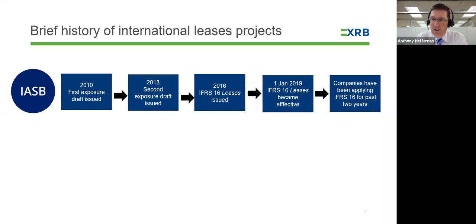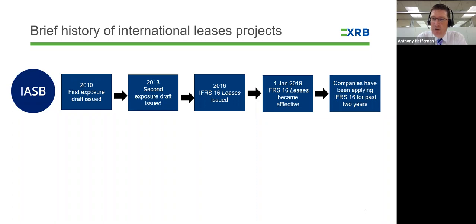And for anyone working in the IFRS space, looking after a company, you'll know that changes to lease accounting have already come in, been issued, finalized, and companies are adopting those changes now and have been doing so for the last 2 years. So to introduce these changes to lease accounting, the ISB, it took them a couple of goes. They issued an exposure draft in 2010. They issued another one, didn't quite get it right, in 2013.